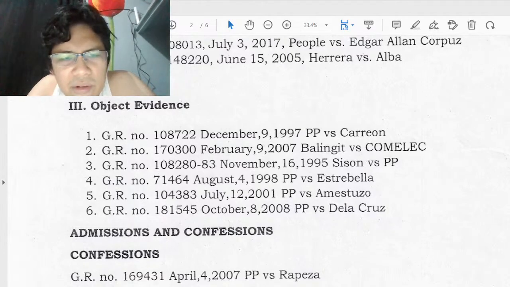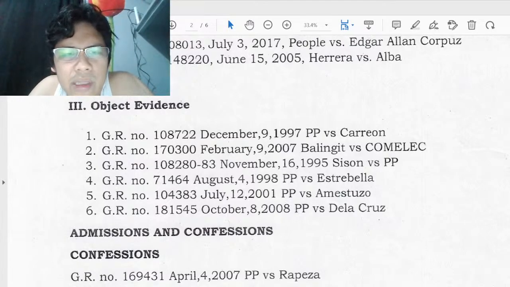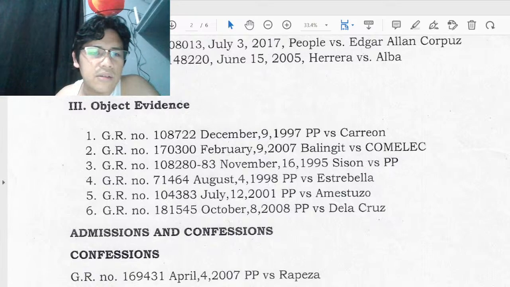Appellant harps on the failure of the prosecution to present as evidence her handbag from where the marijuana leaves were taken, and assails the police's inconsistency in the testimony, where one witness declared that the bag was turned over to the headquarters, while in another portion he said he took it. So there's inconsistency.